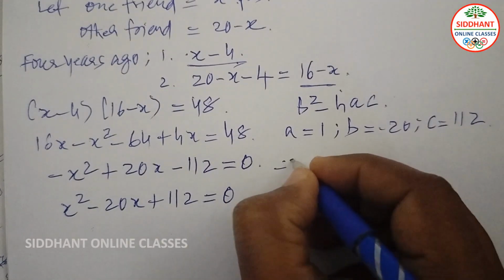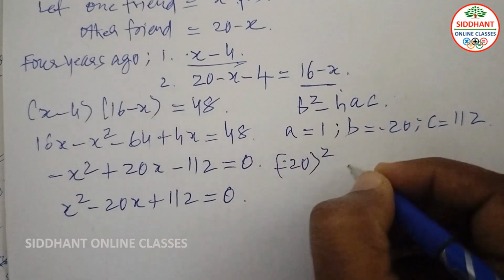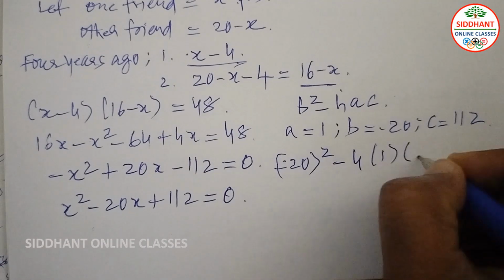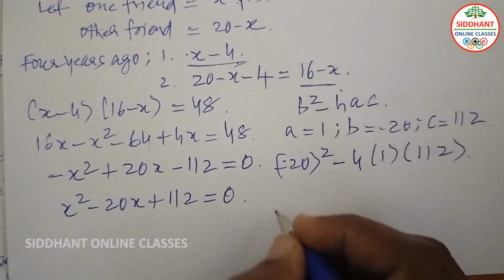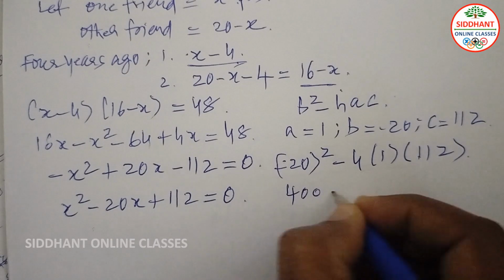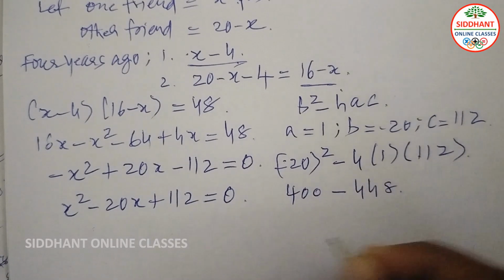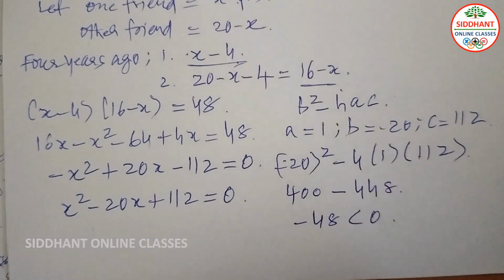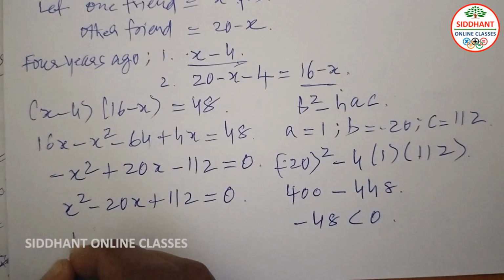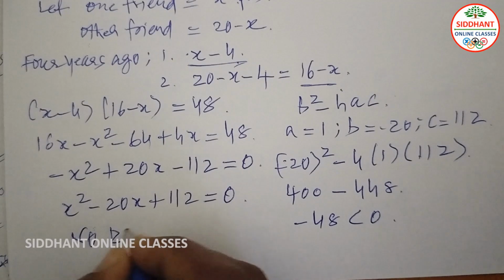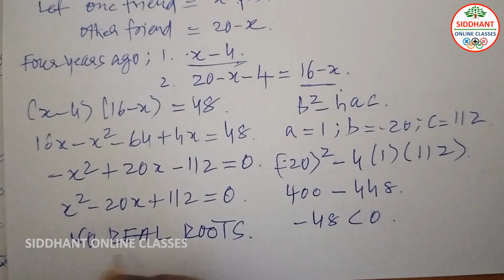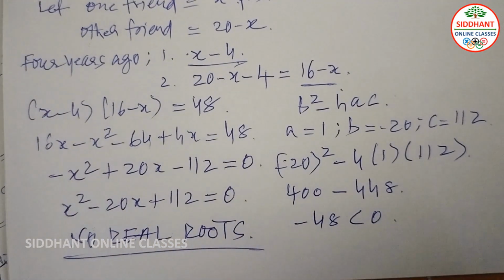So b square means minus 20 whole square minus 4 into 1 into 112 here. So here 400 minus 448. So that will be minus 48, which is less than 0. So discriminant is less than 0, that means no real roots. So no real roots are possible here.